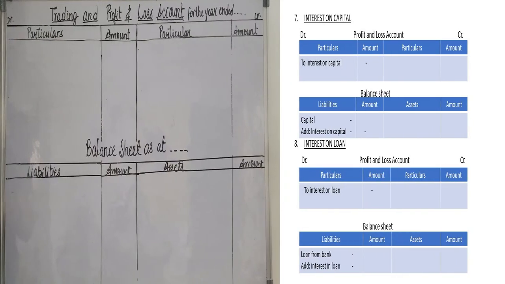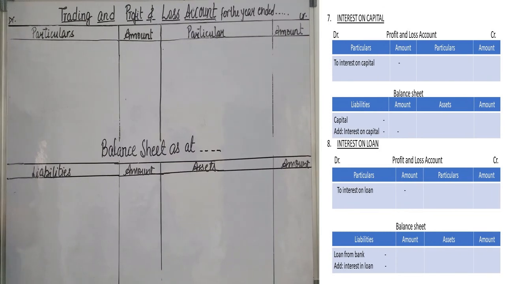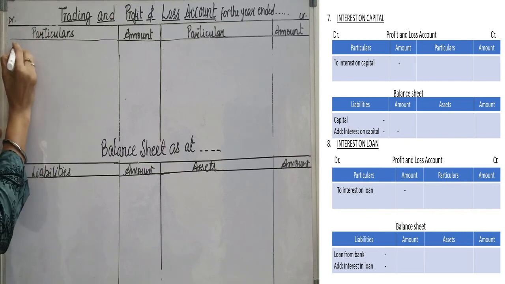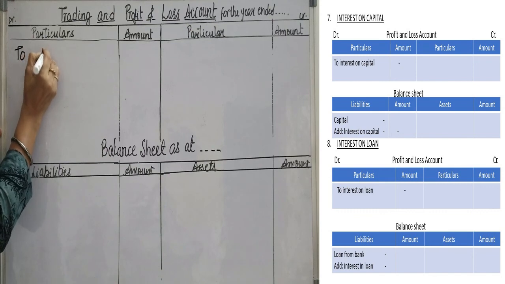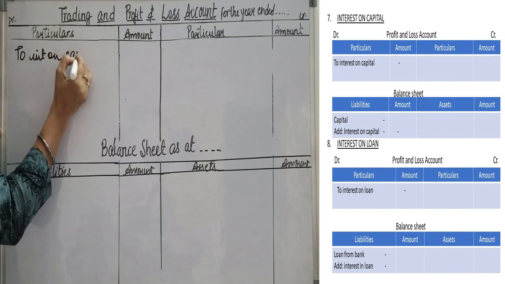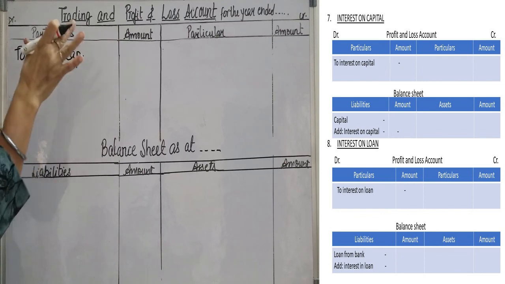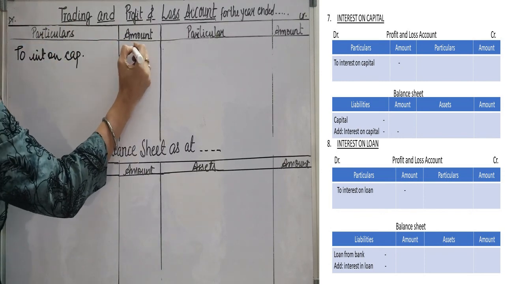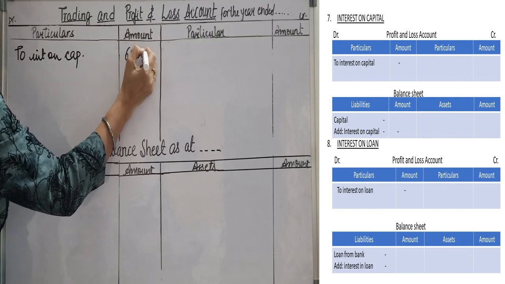balance sheet. Now suppose if capital in the trial balance is given at rupees 10 lakh and in the adjustments it is given to provide interest on capital at 6% per annum. And in that case, the first entry of interest on capital will come here on the debit side of profit and loss account, like interest on capital, as it is a financial expense, so it will be recorded on the debit side of profit and loss account, and 6% of 10 lakhs comes to rupees 60,000.